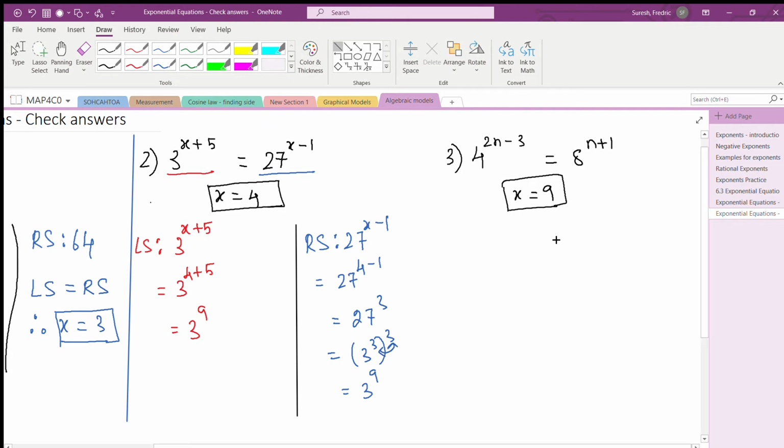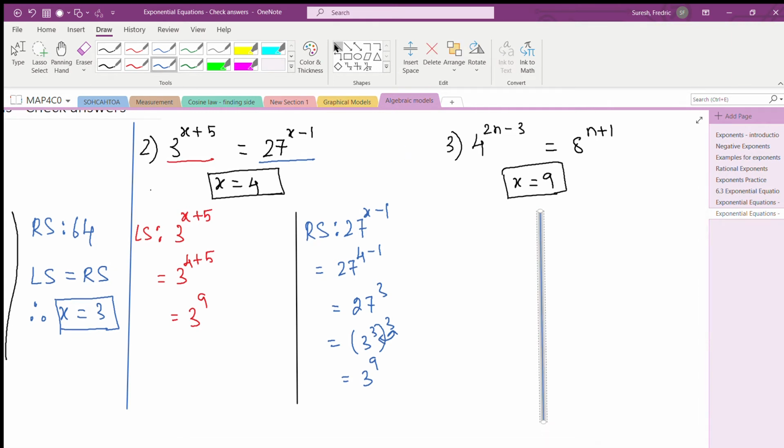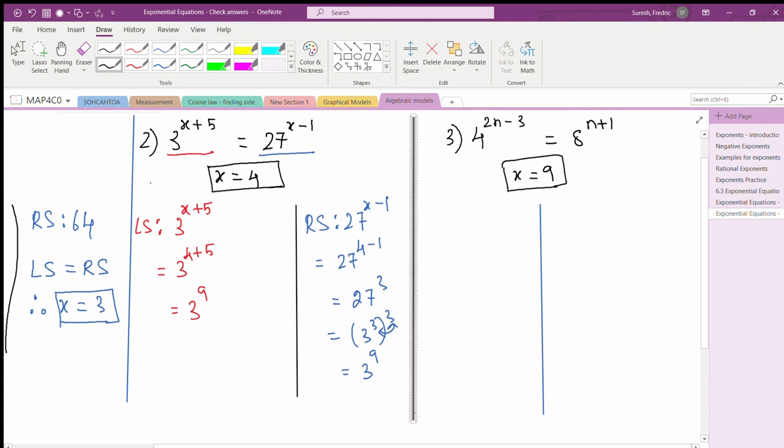So we're going to do the same thing for question number 3 here. Take the left side, take the right side, and see if the left side equals the right side. So the left side is 4 to the power of 2n minus 3. That is the same thing as 4 to the power of 2 times 9 minus 3. 2 times 9 is 18. 18 take away 3 is 15. So I get 4 to the power of 15 on the left side.